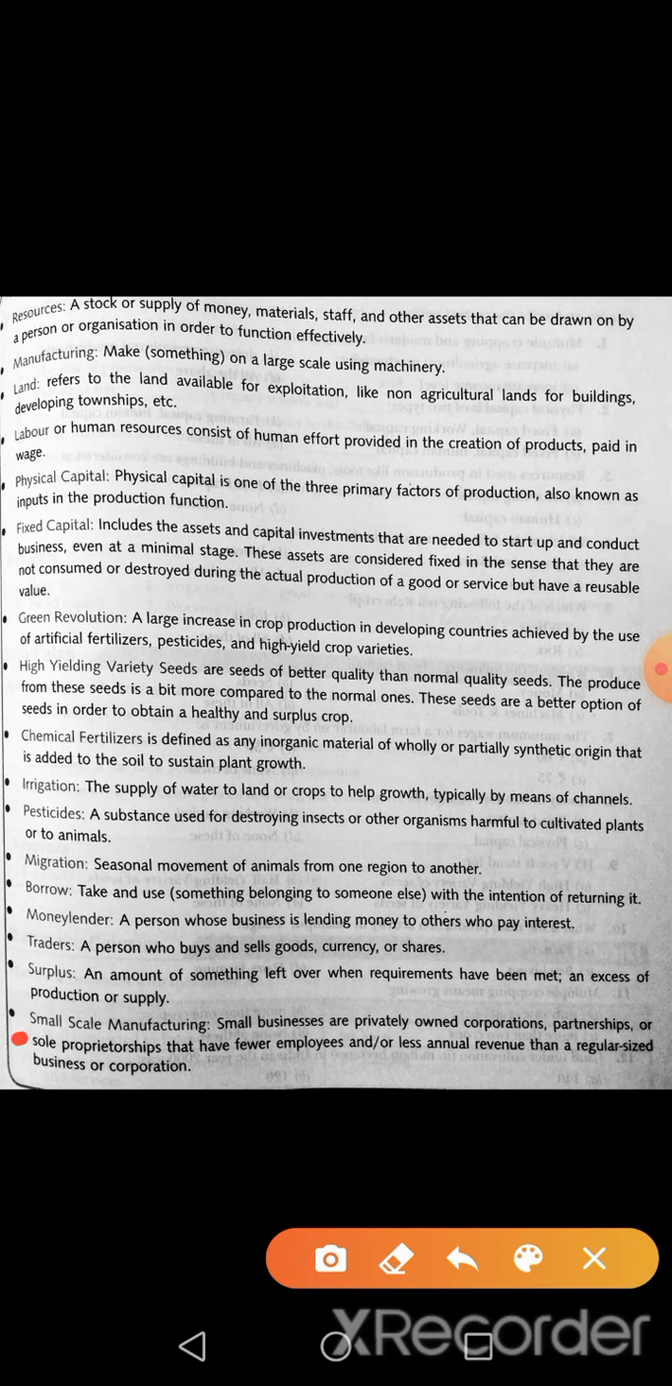Last topic is small scale manufacturing. It means small businesses are privately owned corporations, partnerships or sole proprietorships that have fewer employees and less annual income or annual revenue than a regular sized business or corporation. Small scale manufacturing means small factories which we can see near our cities or towns, which are run by a small number of people.